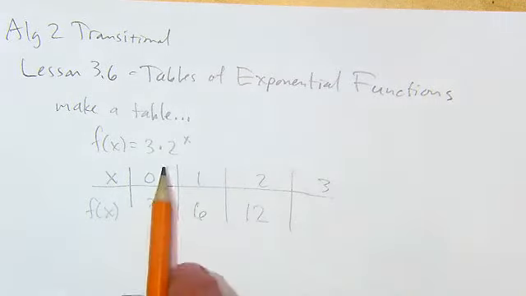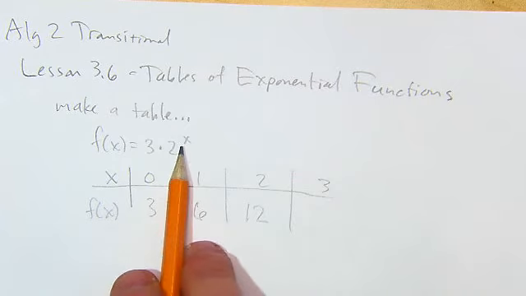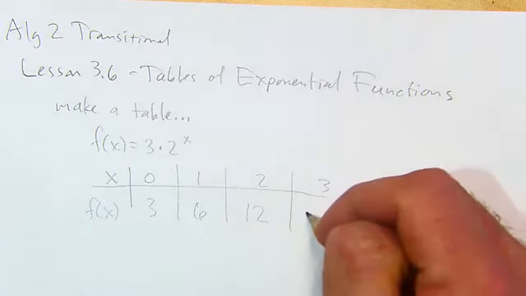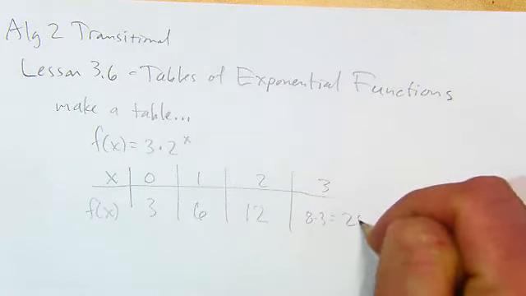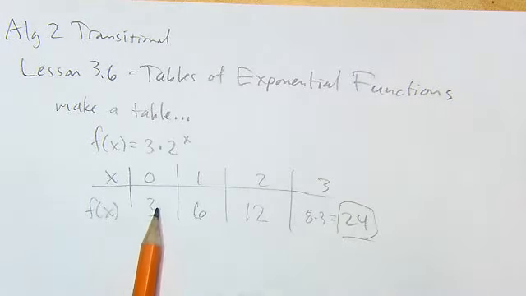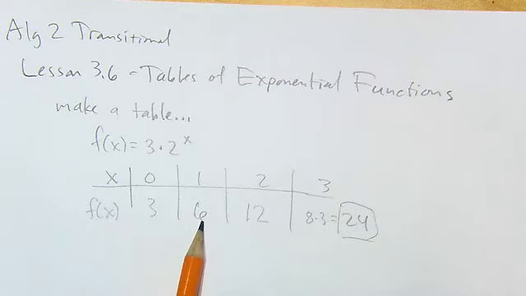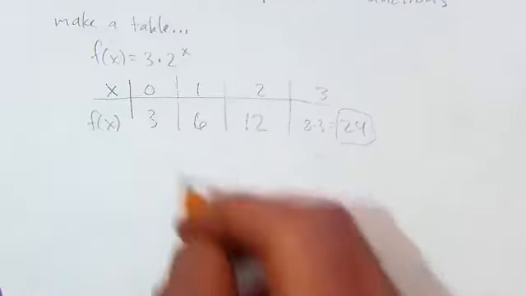And then 3, remember 2 to the 3 means 2 times 2 times 2. So 2 to the third is actually 8, times 3, 24. Okay, notice what happened is we started with 3 and we just multiplied by 2 each step. So this actually told me what to multiply by each step. Okay, so let's do another one of those.